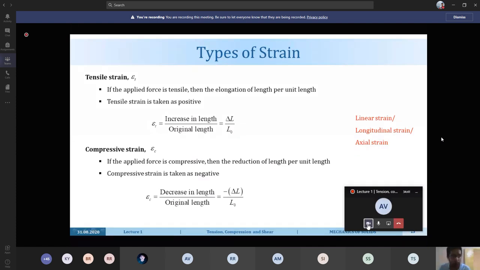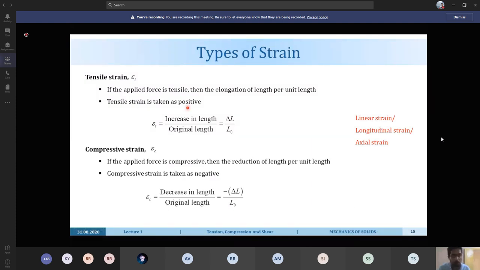So, we have tensile strain and compressive strain. The compressive strain is nothing but when the applied force is compressive in nature. When you apply a compressive force, there will be a reduction in the length, and it will be minus delta L by L naught, epsilon C. In general, tensile strain is taken as positive and compressive strain is taken as negative, and these two types of strains come under the classification of linear strain, longitudinal strain, or axial strain, in the sense that the force applied is axial in nature, along the longitudinal axis.